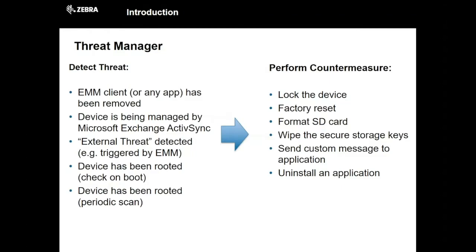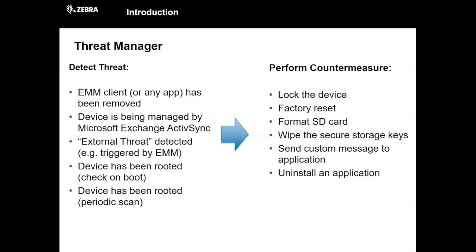The idea behind Threat Manager is it will detect a threat, and a threat can be defined as an application having been removed from the device. The documentation will talk about the EMM or MDM client having been removed, or it could be any application as it's implemented. Maybe the device is being managed by Microsoft ActiveSync. There's an external threat that has been detected. This is triggered by the MDM or the EMM.